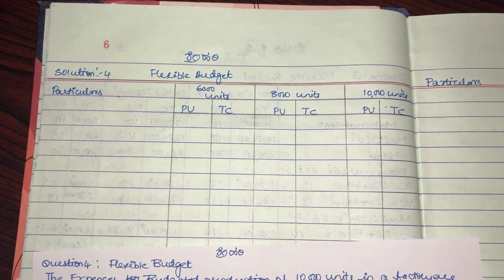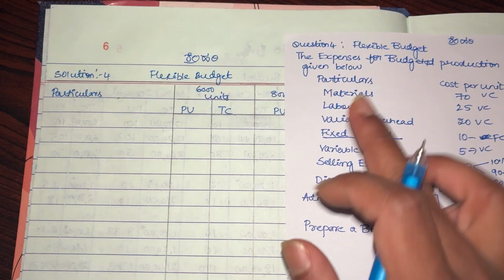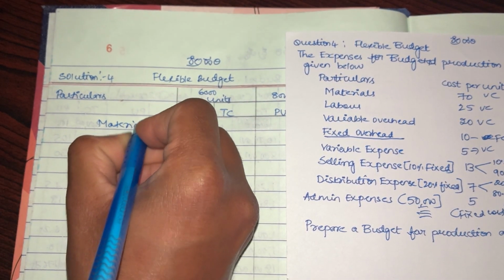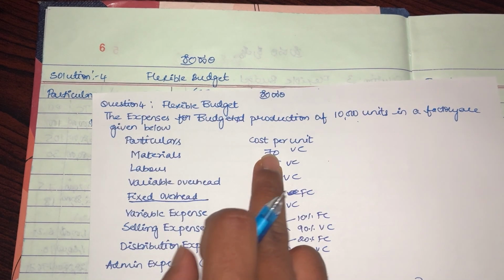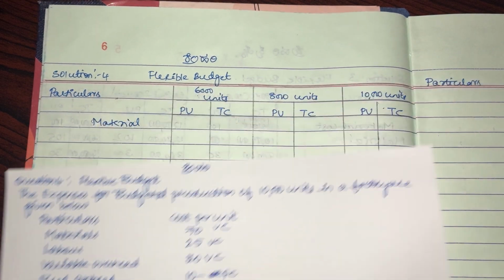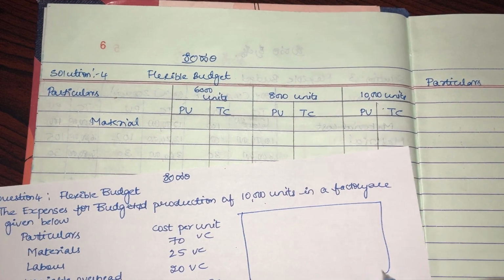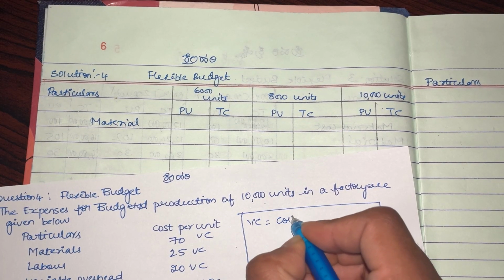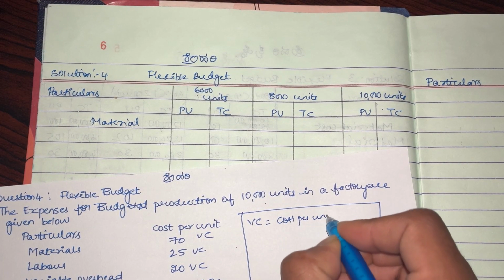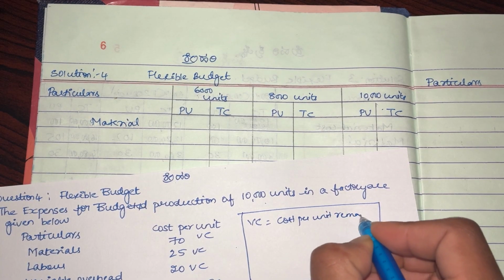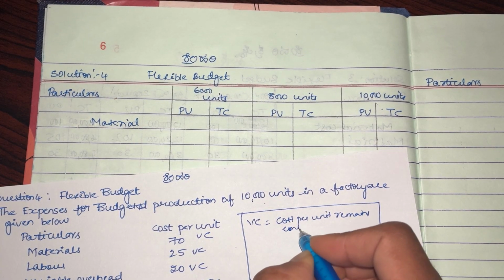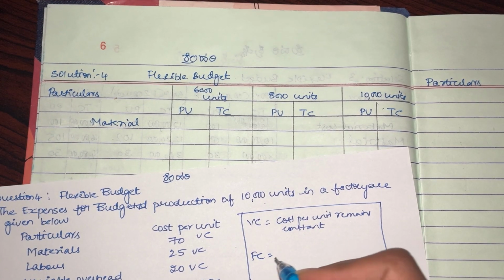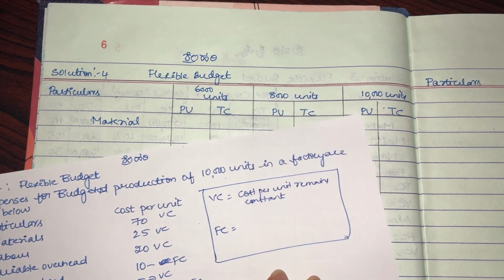Solution for flexible budget. Okay, so what is the first item that we have here? Material. So I will write down material. What is the per unit cost of material? 70 rupees. As we already know the logic here, but I'll write it for every problem. What happens in variable cost? Cost per unit remains constant. If you have not watched my previous video, you can go and watch my problem number 1. So you will get to know why there is a short note like this.